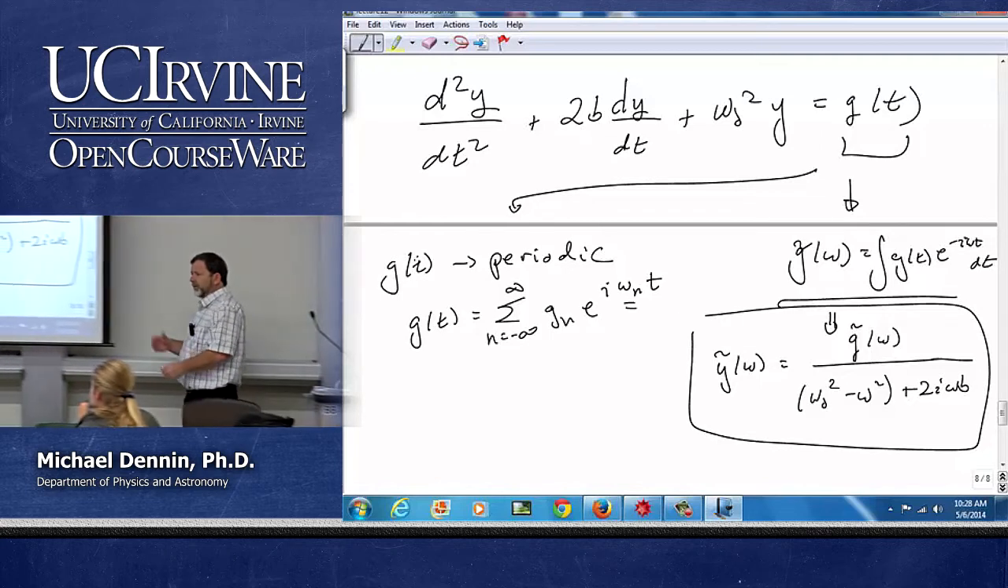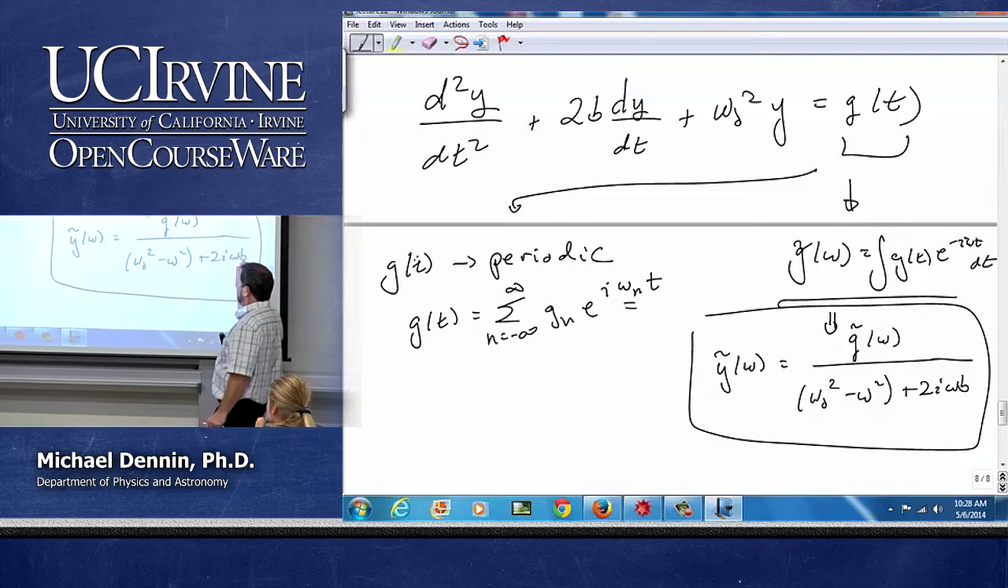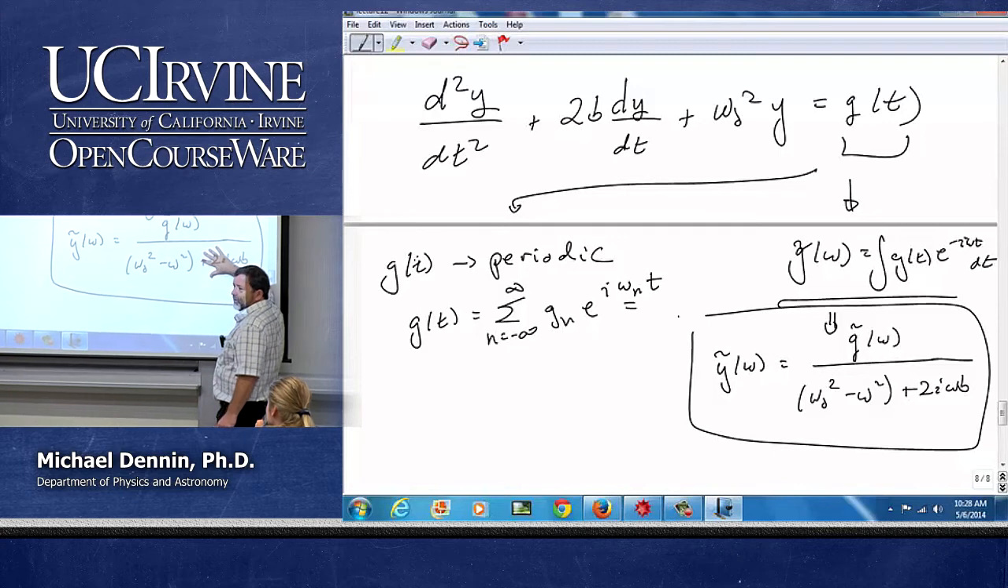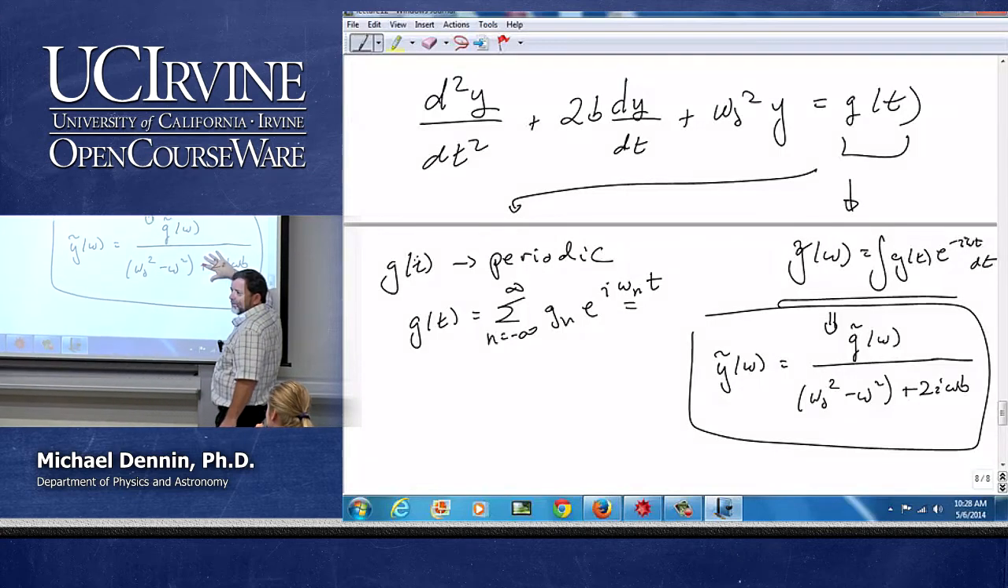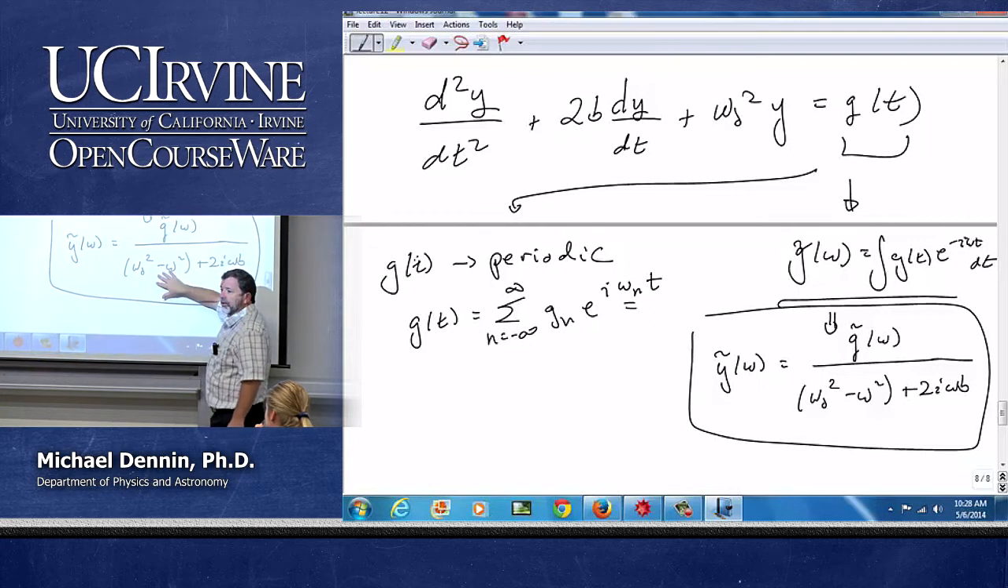And if you notice, this is more standard because, for instance, if b equals 0, I immediately see what sort of behavior. If b equals 0, what happens to this function at a certain place? When omega equals omega naught, it becomes undefined. What do we call this? When something becomes really big? Resonance, right? So if I hit something with the natural frequency.